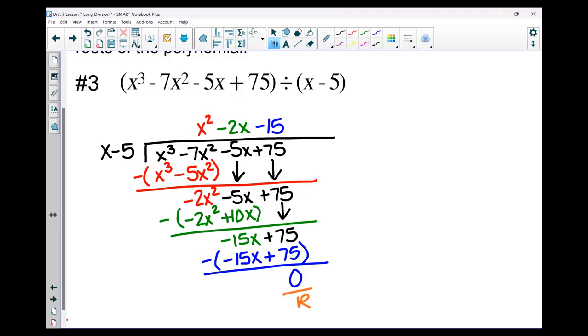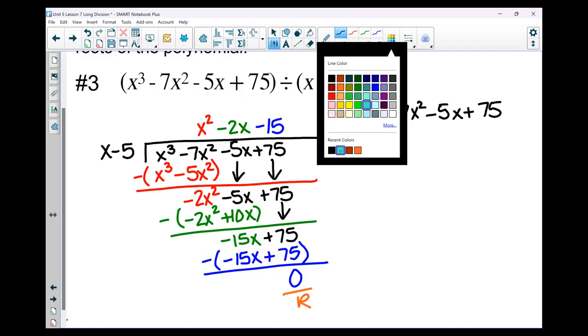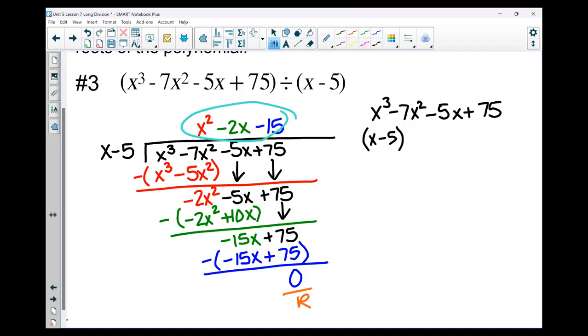Our divisor, x minus 5, is a factored version of this polynomial. So what that means is I could take x cubed minus 7x squared minus 5x plus 75 and factor it as what I was dividing by times my quotient up here. So we started with a polynomial that we didn't know how to factor.